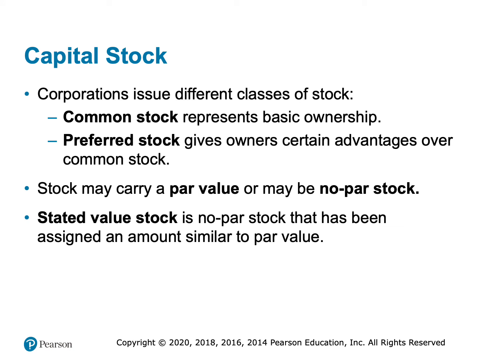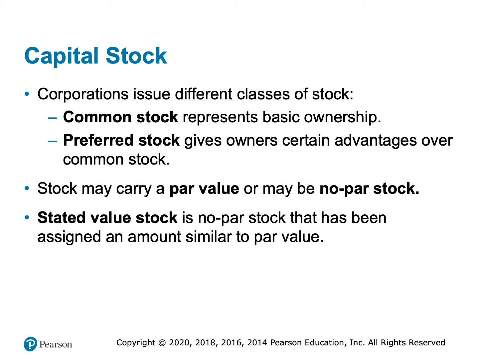Now, I've mentioned this before. Corporations have different classes of stock. The most common type of stock is what's called common stock. But preferred stock is also available. Preferred stock gives certain advantages over common stock. Specifically, preferred stockholders will get a guaranteed amount of dividends. Now, this does not mean preferred shareholders are guaranteed to receive dividends. It just means that if dividends are declared, the preferred stockholders get a set amount, and they're going to get their amount first. And then whatever's left over will be divided among the common shareholders.